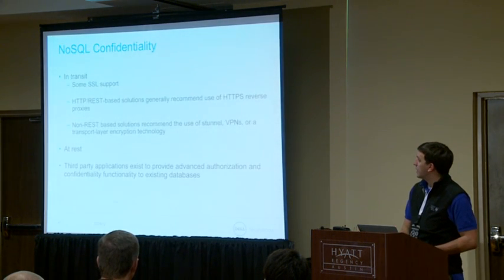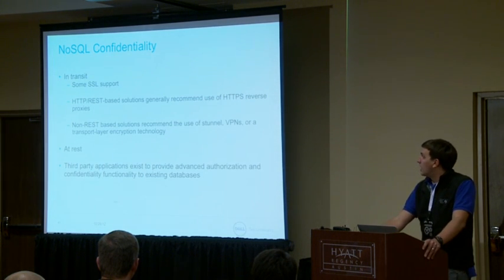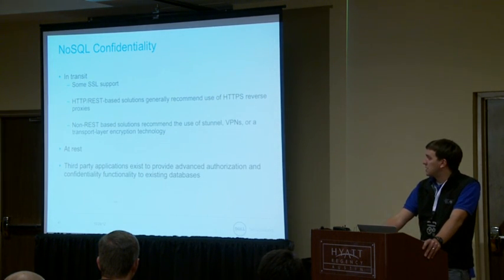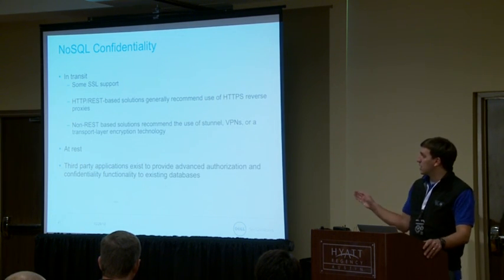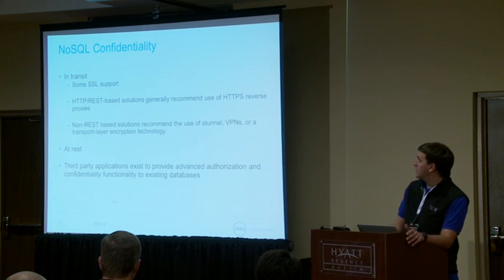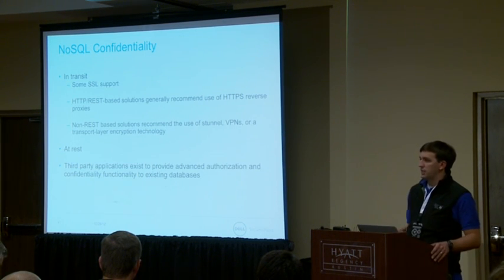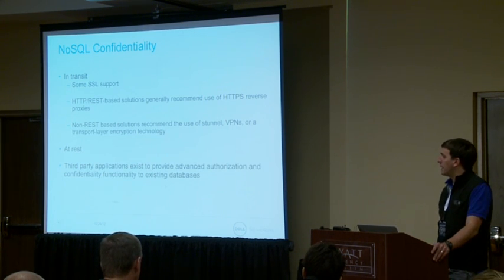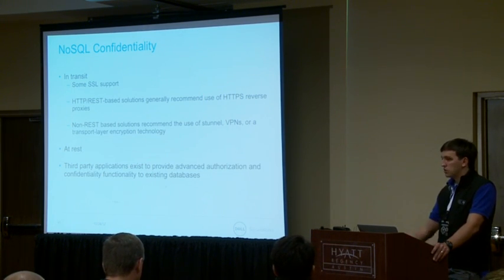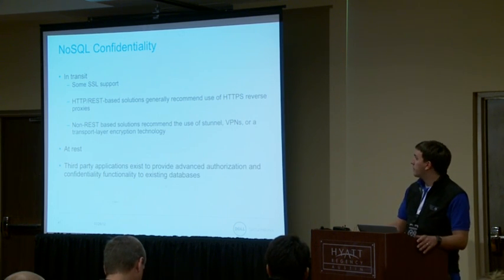Unfortunately, there's basically no support for confidentiality whatsoever. There is some SSL support in MongoDB, but beyond that, you're basically going to be looking at either implementing stunnel or some other SSL solution to add that functionality to your database. And a lot of times, if you read the documentation for these databases, they'll tell you to go out and make sure that you're securely implementing a VPN or some other sort of transport layer encryption technology. But it's pretty much up to you to do it correctly.